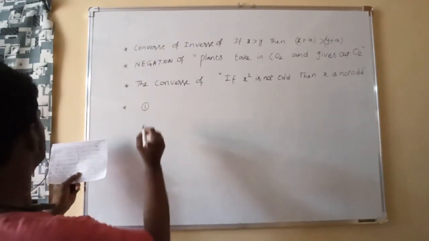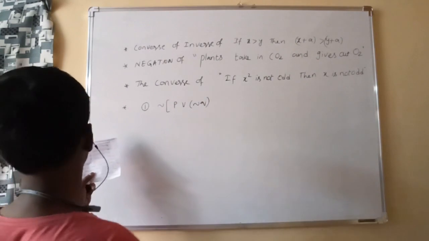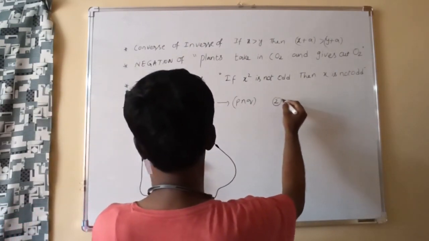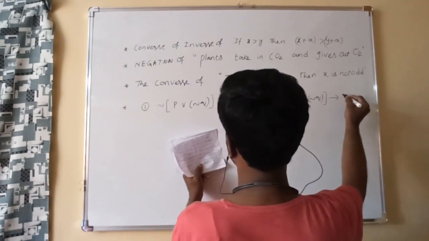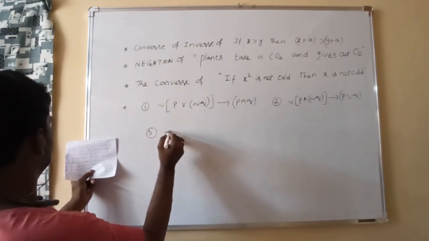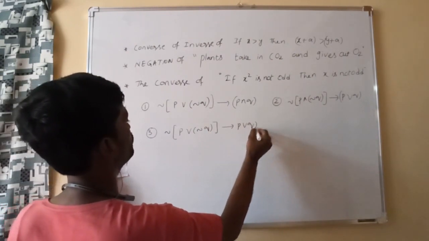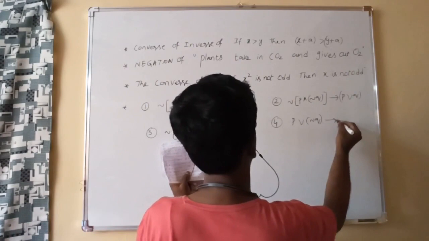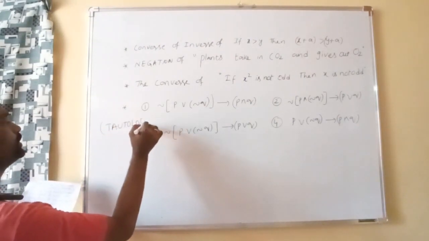The first option is negation of P or negation Q implies P and Q. Second option, negation of P and negation Q implies P or Q. Third option, negation of, same just like this, P or negation Q implies P or Q. The last option, P or negation Q implies P and Q. So we have to find which among these is a tautology. Tautology means always true.